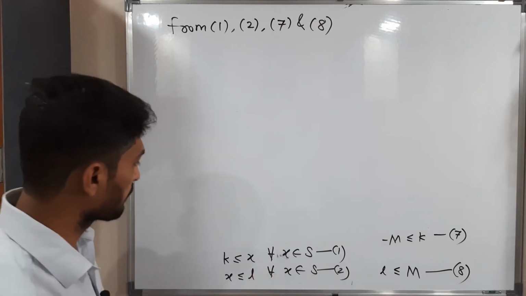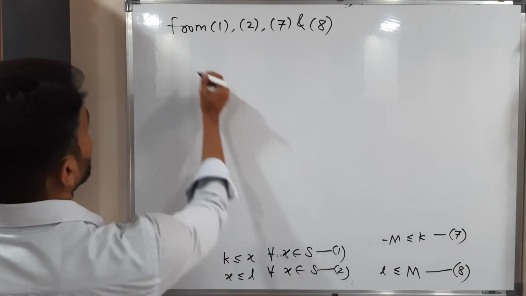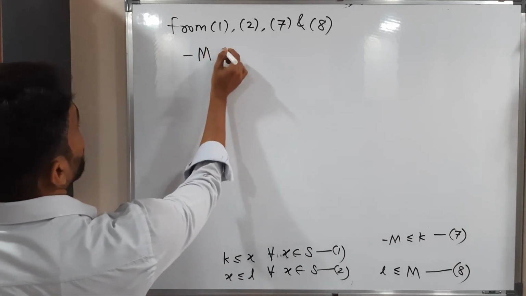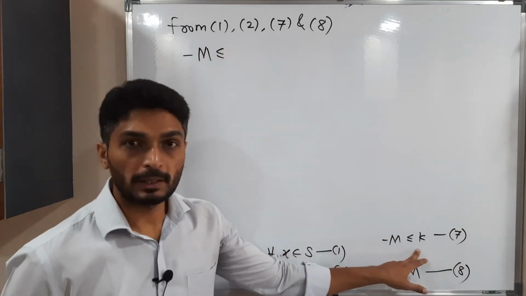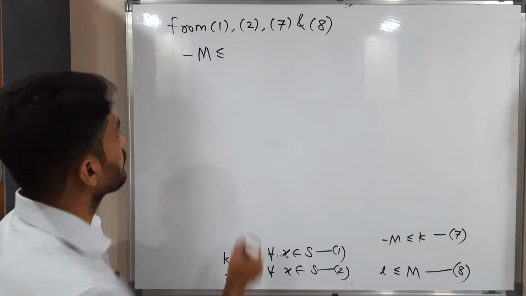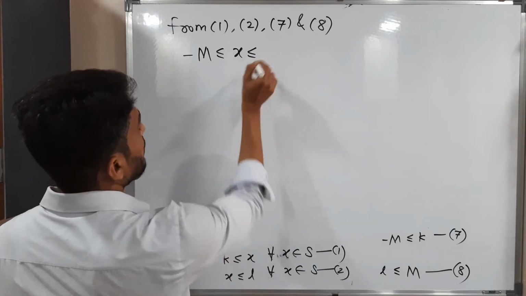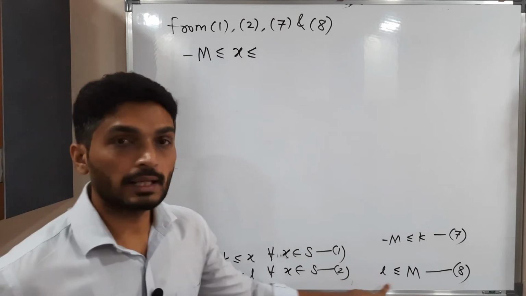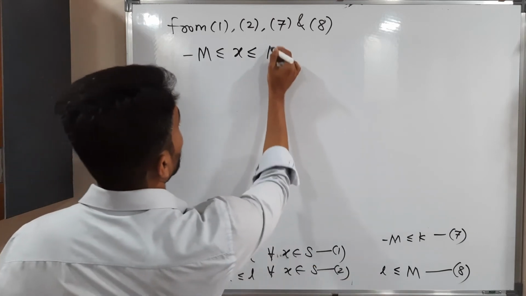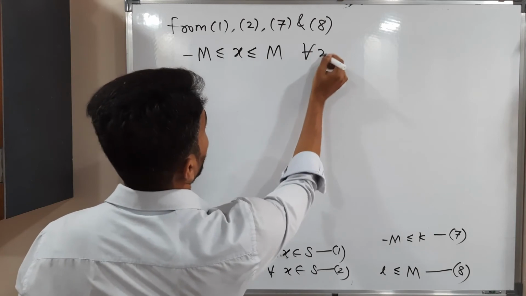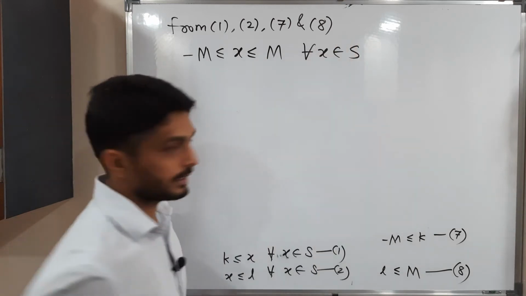What will you get? I will start from here, 7. Minus M less than or equal to k. But see, k less than or equal to x. See, x less than or equal to L. But see, L less than or equal to M. And this is true for all x belongs to S.